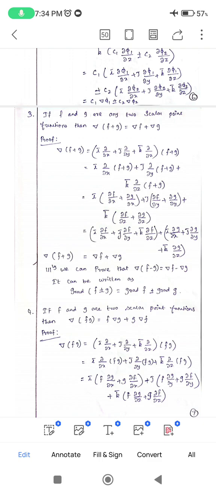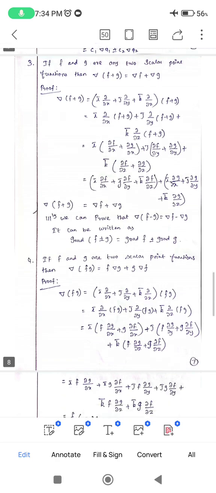So i vector into, let's split f and g separately. So we get i into dou f by dou x plus j vector into dou f by dou y plus k vector into dou f by dou z, plus i vector into dou g by dou x plus j vector into dou g by dou y plus k vector into dou g by dou z. So we get del f plus del g. So del of f plus g is equal to del f plus del g. Similarly, we can prove that del of f minus g is equal to del f minus del g. It can be written as gradient of f plus or minus g is equal to gradient of f plus or minus gradient of g.